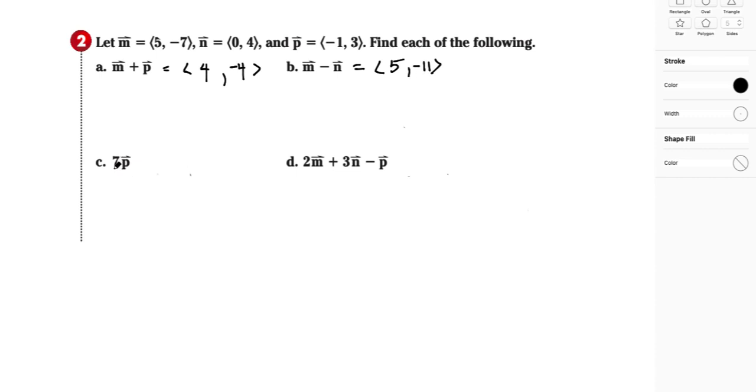Here we're multiplying this scalar 7 times vector p, and so we just multiply each of the terms. So we get -7 and a positive 21.